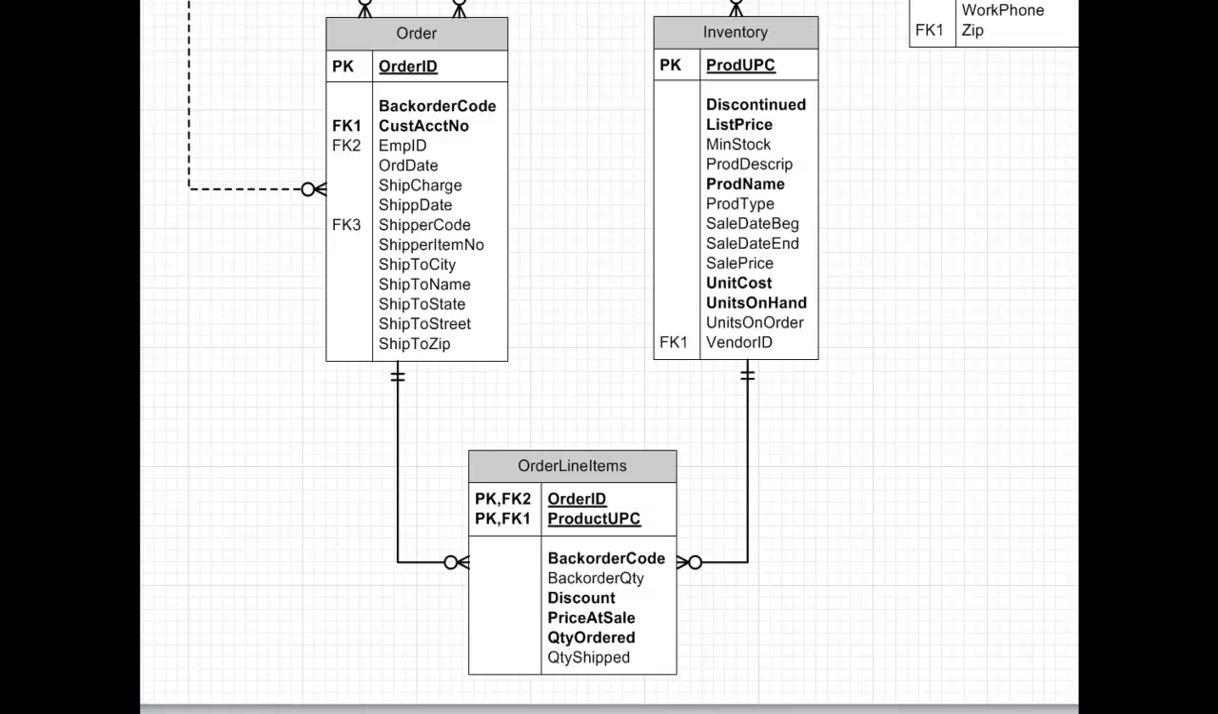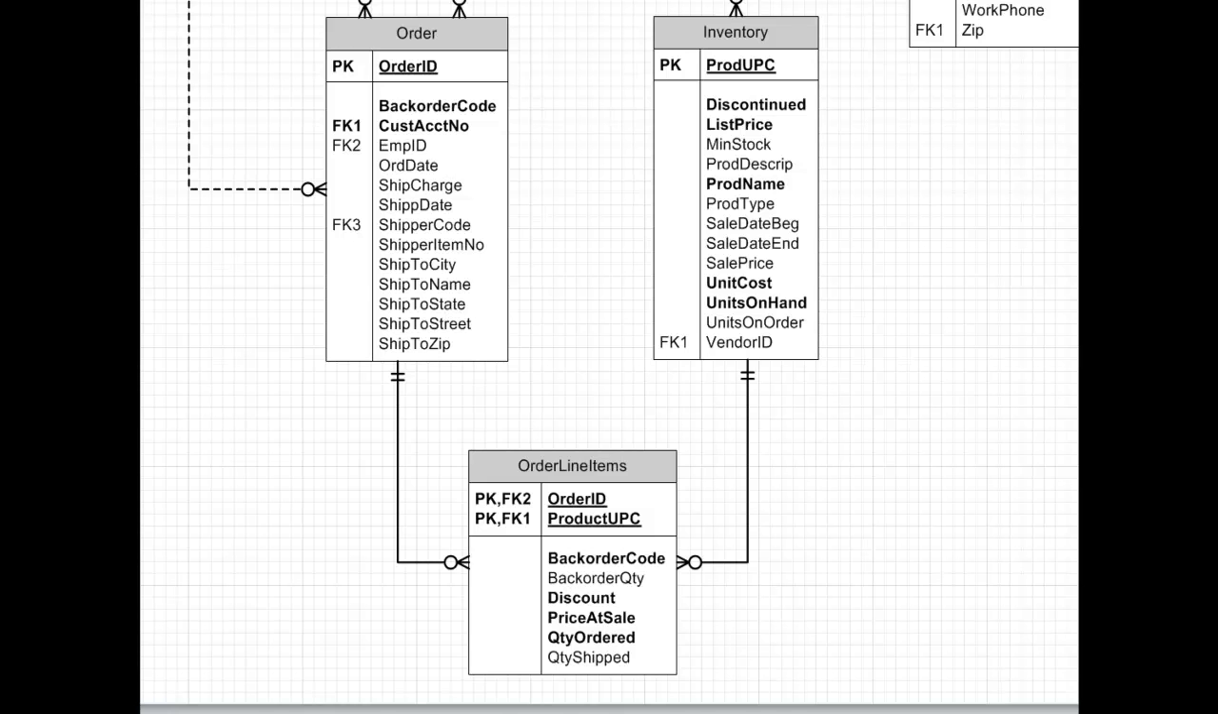In this example, we see an associative entity type. There are three entities listed here in the view: order, inventory, and order line items. There is a many-to-many relationship between order and inventory. One order can contain many inventory items, and each inventory item can be part of many orders.